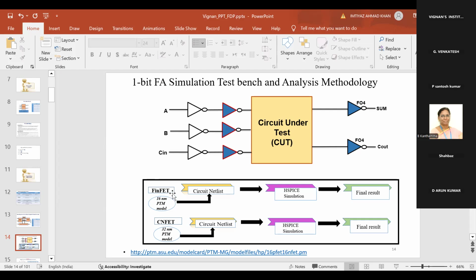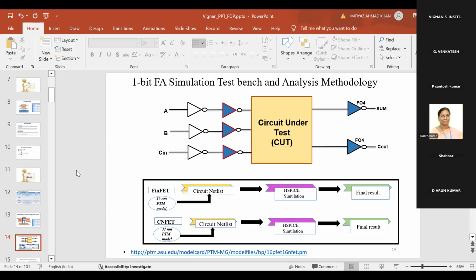You can use, instead of 16 nanometer, 22 nanometer or 7 nanometer; all models you can use. After that, you have a generated circuit netlist. After you use HSPICE simulation, you will get the final results. Same process for ternary circuits. You use the CNFET model 32 nanometer, the circuit netlist, HSPICE simulation, and the final result.